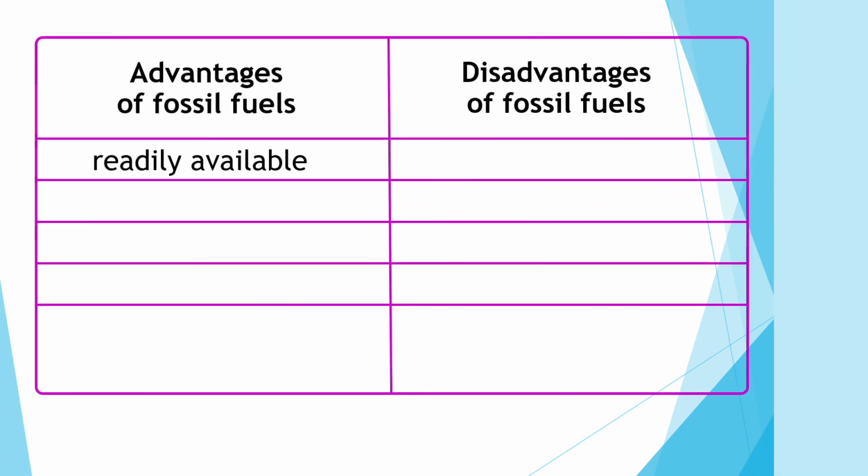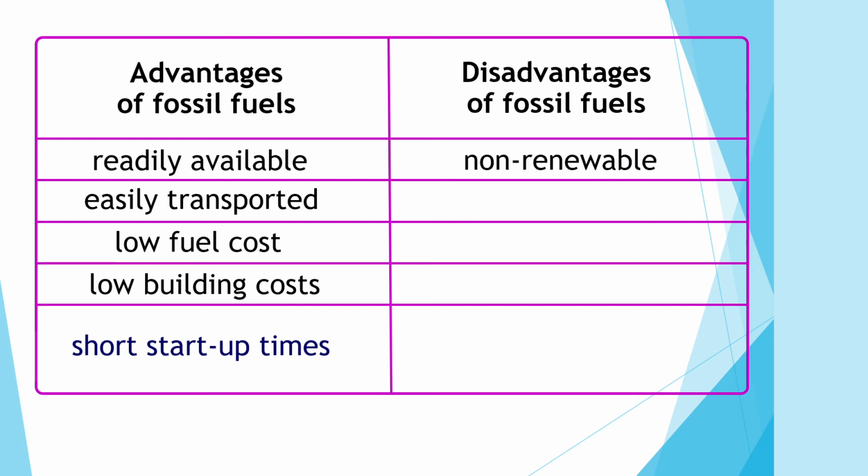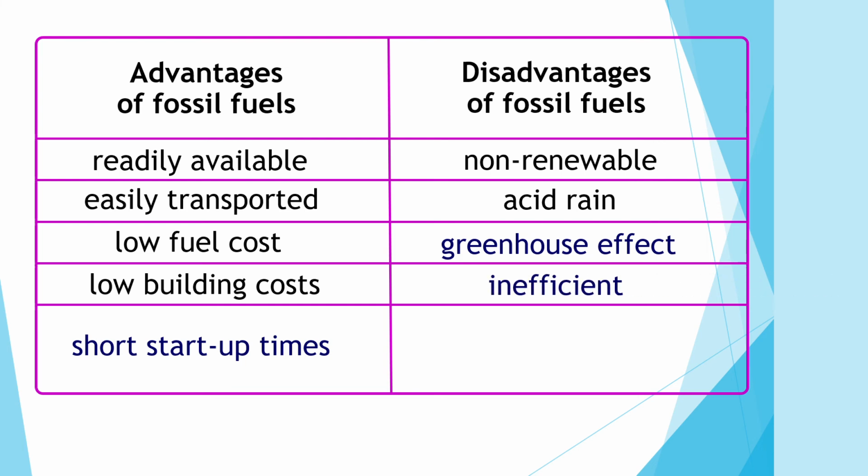Advantages of fossil fuels: they're readily available, easily transported, low fuel costs, low building costs, and short startup times. You just need to burn it. The disadvantages are they're non-renewable, they cause acid rain, and they cause a greenhouse effect. So this is an environmental impact. And they're inefficient.